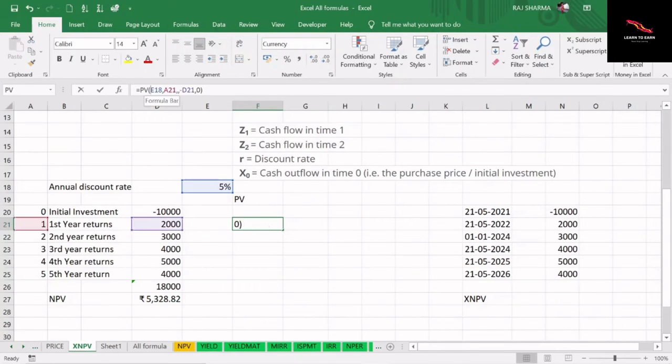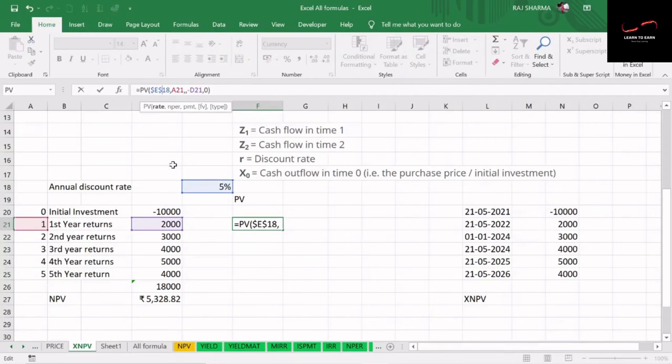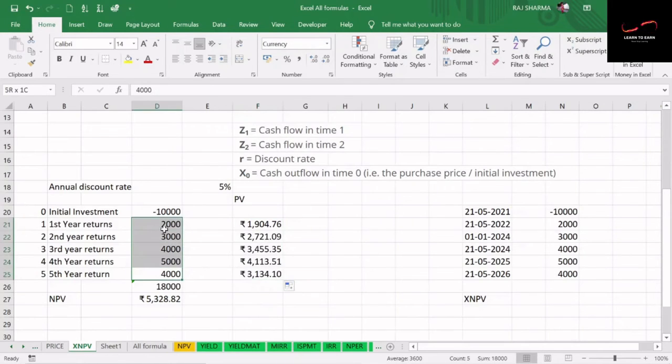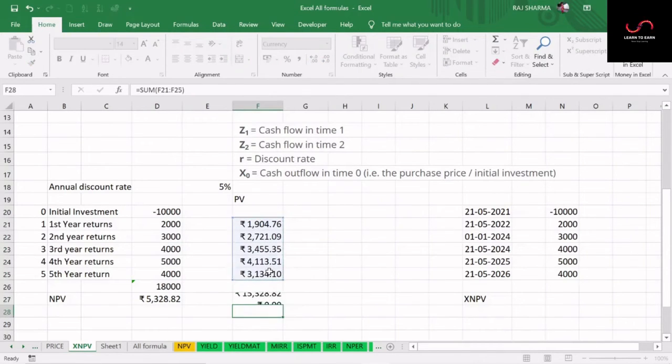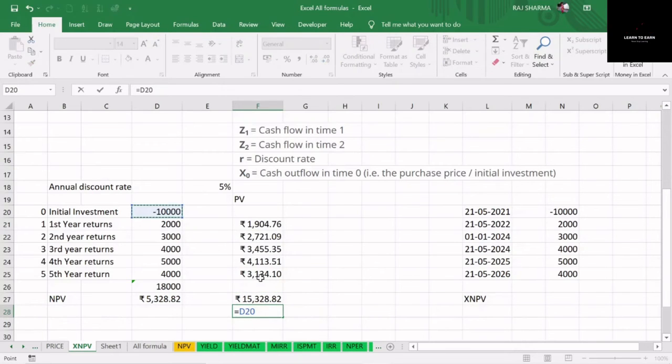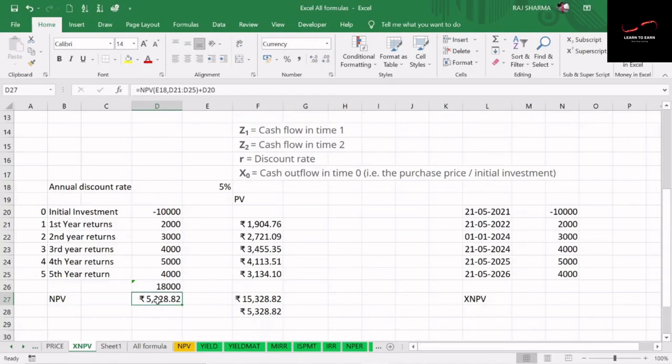Before that, we have to freeze certain cells which are going to remain the same for the other figures also. So that is the discount rate. We have frozen the discount rate cell, and now when we drag it, we will get the discounted values of these cash flows. And now we can sum it up. You can see 15,328 is the discounted value of these receivables. When you subtract the initial outflow, you will get the final NPV. So you can see, instead of the NPV formula, we can work out the NPV using the present value formula also.